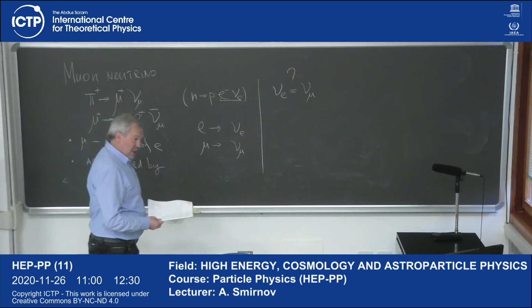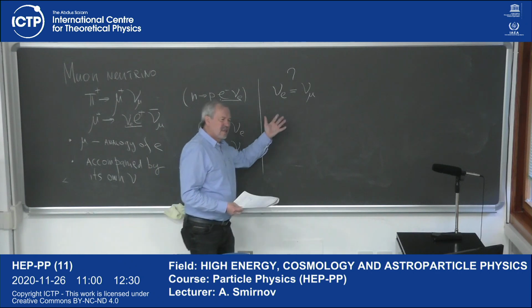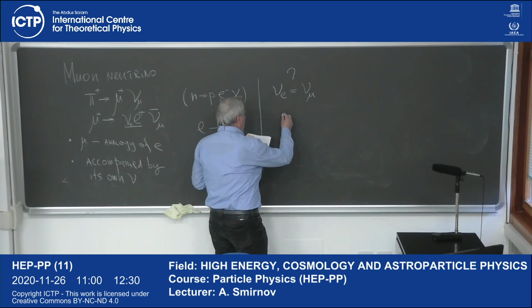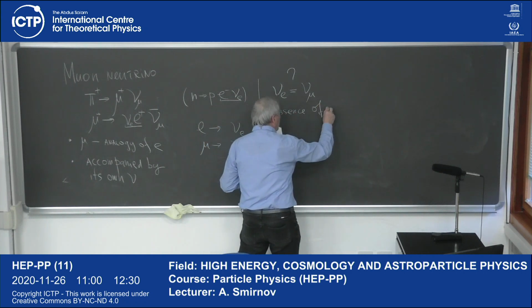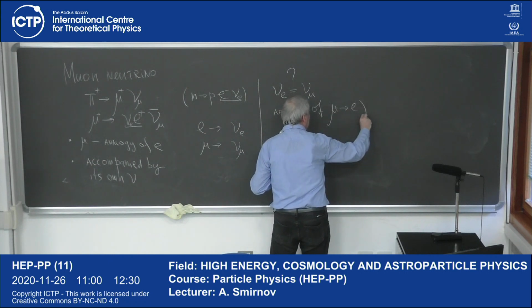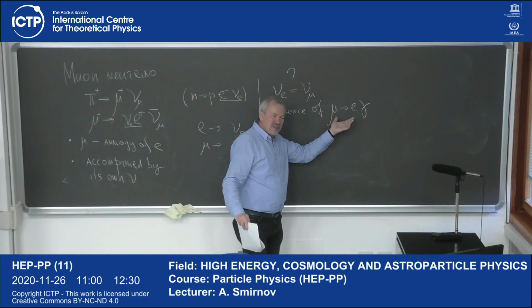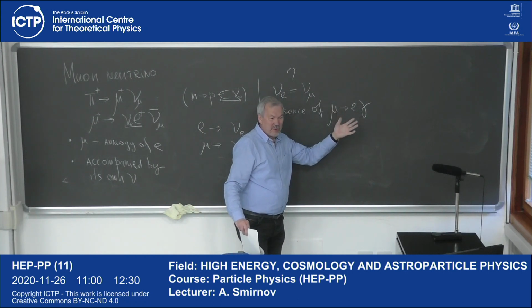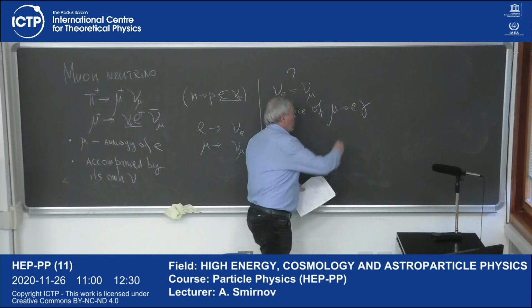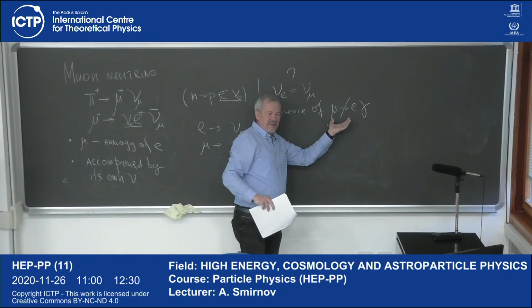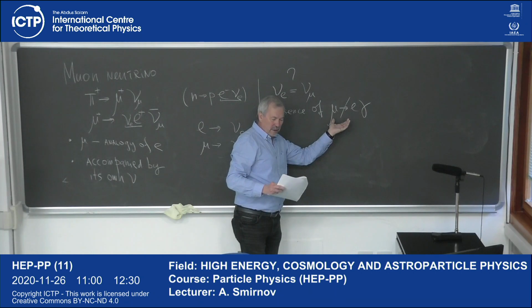One of the processes which testified that these neutrinos, it seems, are different was the following. That was the absence of the decay of muon into electron and gamma. There is no neutrino here, right? But this decay was not observed. It is not observed even now, and there are new experiments which continue to search for this decay. For the time being, this doesn't exist. But the absence of this decay testified to the difference of nu mu and nu e.